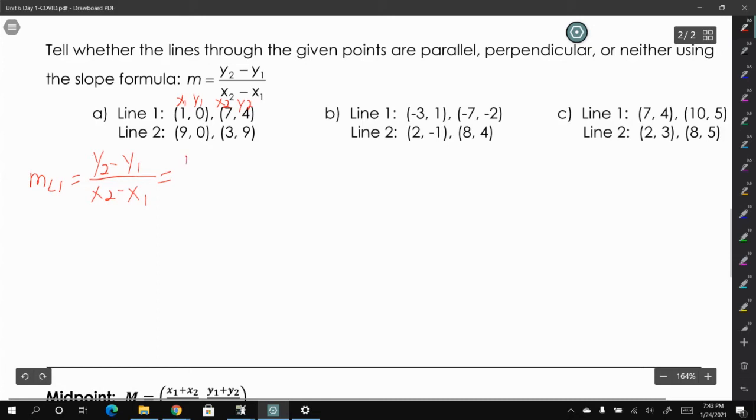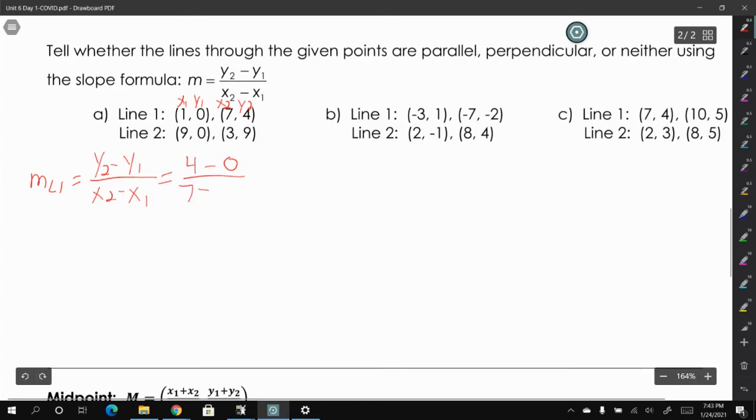So y2 is 4 minus y1 is 0 over x2 is 7 minus x1, which is 1. So we get 4 over 6, which is 2 over 3.